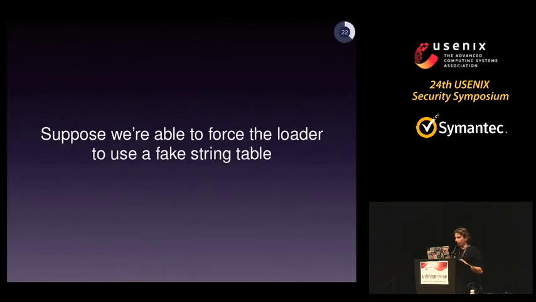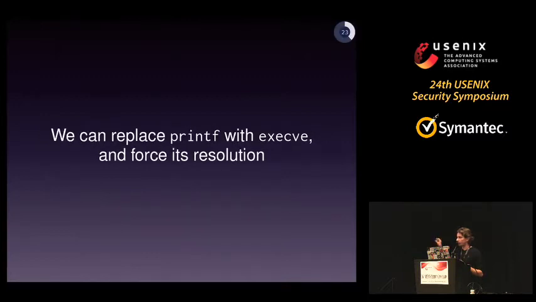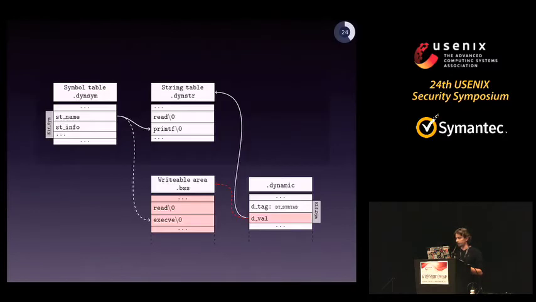So if these assumptions hold, what we can do is try to trick the dynamic loader into using a fake string table. Instead of the real string table, it's some memory area under our control, where we build a fake string table with, for instance, the string of execv at the offset where printf should be. I'll explain this. In the .dynamic section, where there is some useful information for the dynamic loader, there's also an interesting thing.